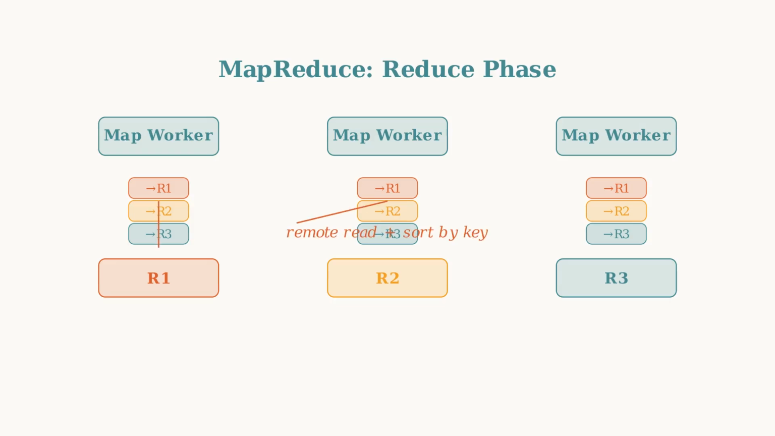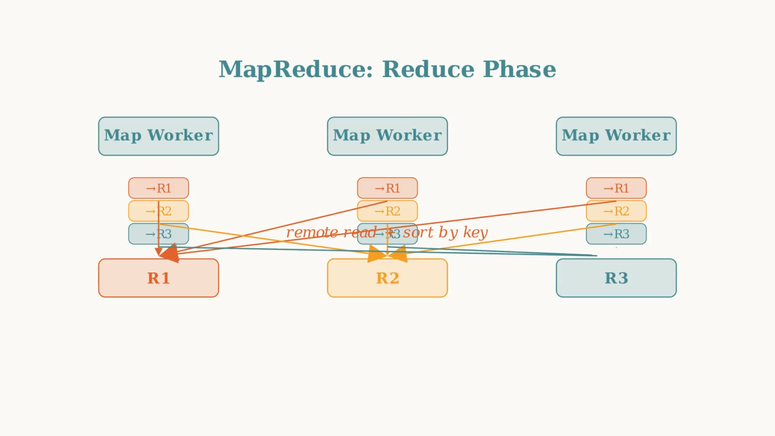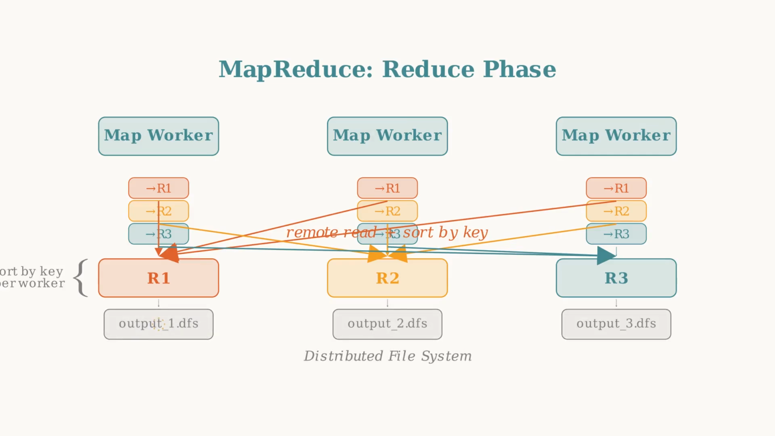A reduce worker pulls its assigned partition from every map worker's local disk over the network, sorts the data by key so identical keys cluster together, then calls your reduce function once per unique key. Output goes to a final file in the distributed file system.